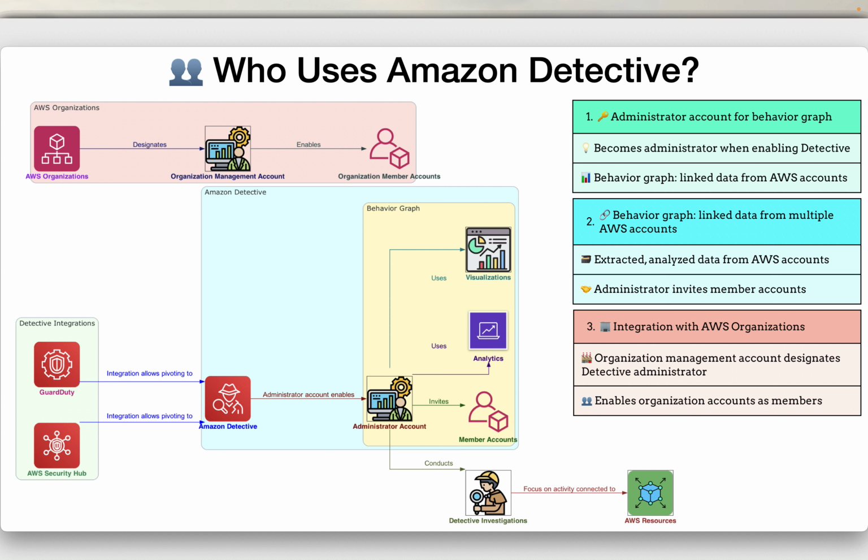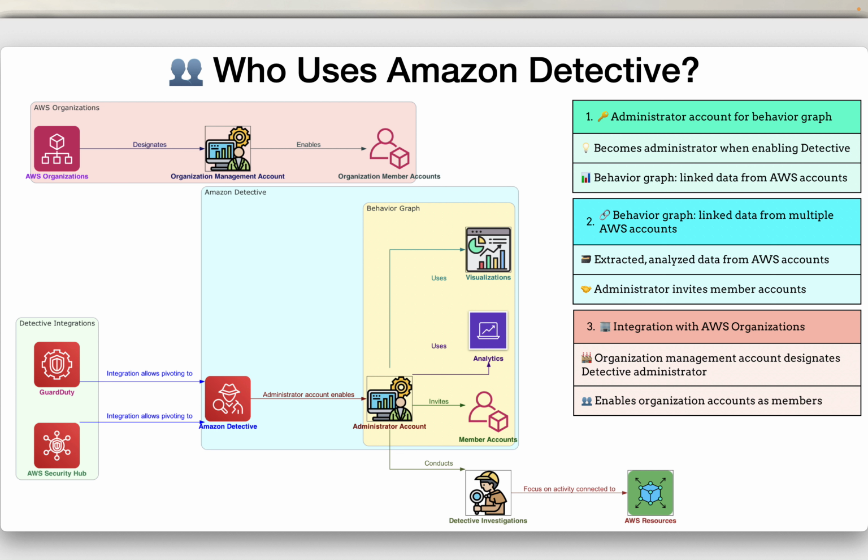Detective is also integrated with AWS Organizations. So your organization management account, the first account, the parent account, designates a Detective administrator account for the organization. It may be the same management account, or it can be some other AWS account which can become an administrator account. The Detective administrator account enables organization accounts as member accounts in the organization behavior graph. So this third point is related to AWS Organizations.